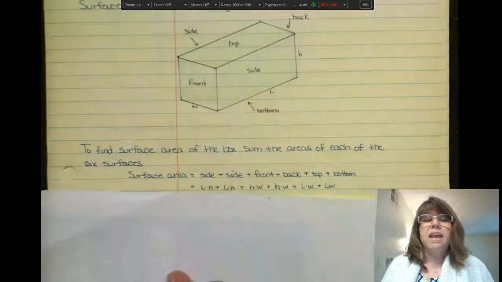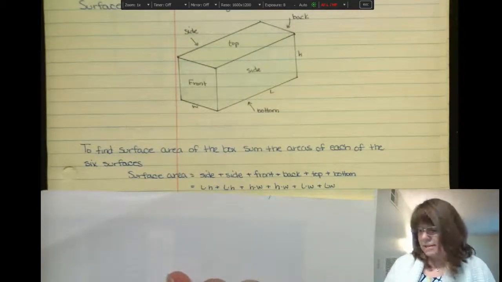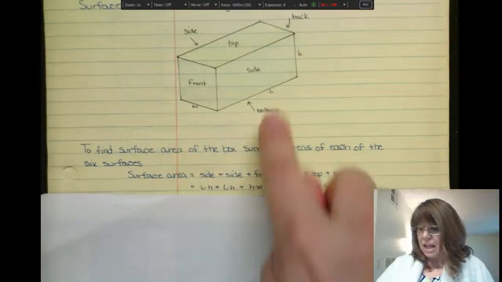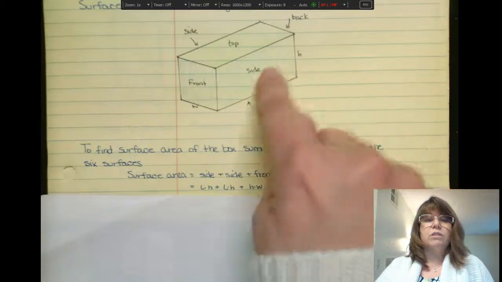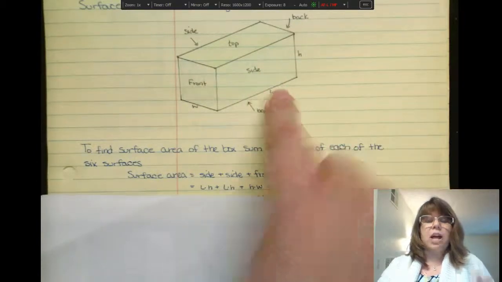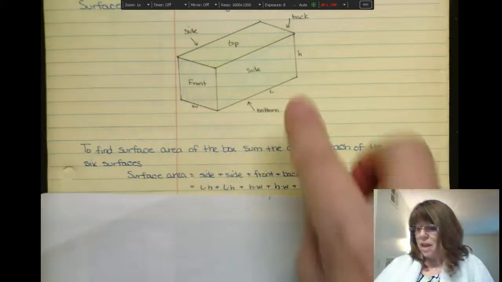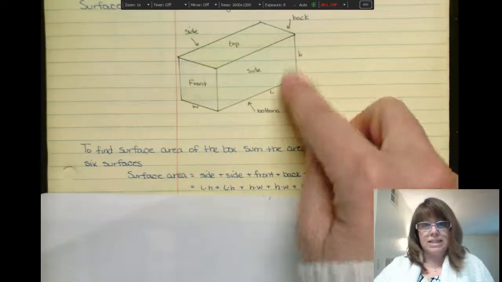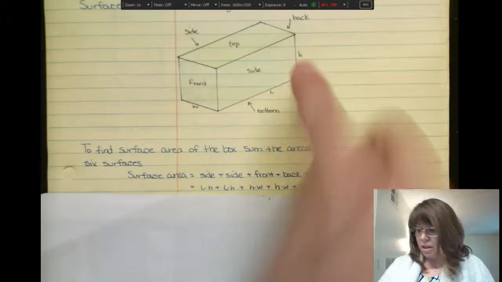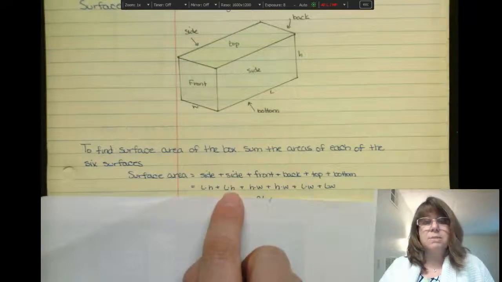So we're going to build a formula from what we know to make it a little bit easier for us. First, the side. When we look at it, the area is a rectangle, so it's just going to be the length times the width. But in these terms, the length is the length and the width is the height. So the side is L times W.